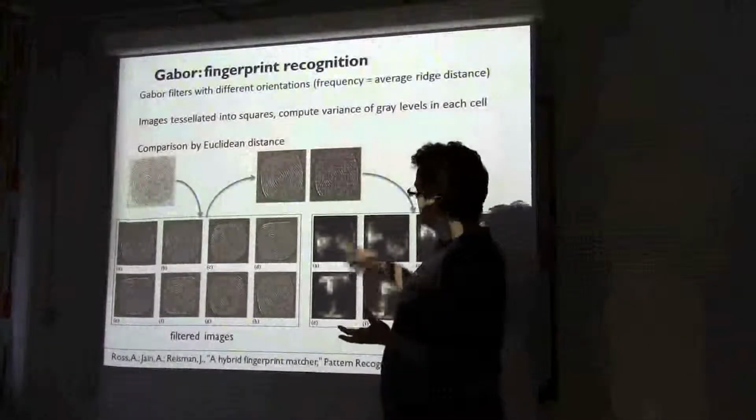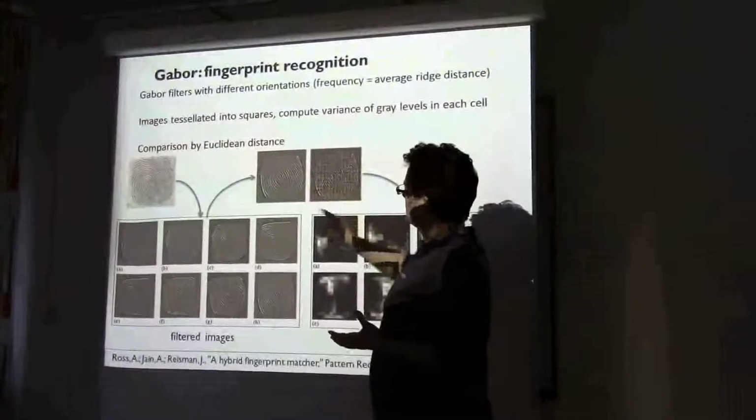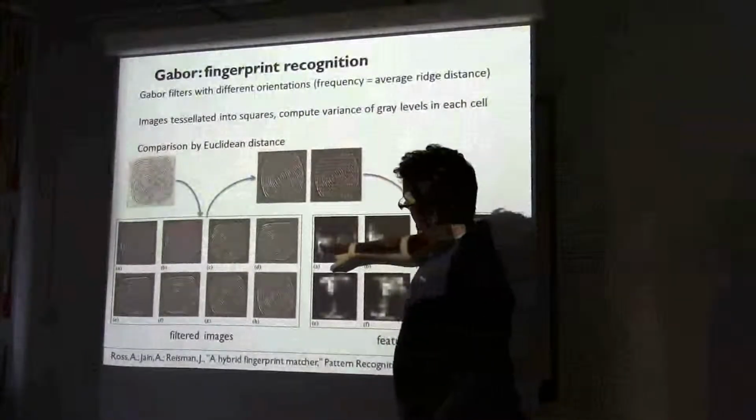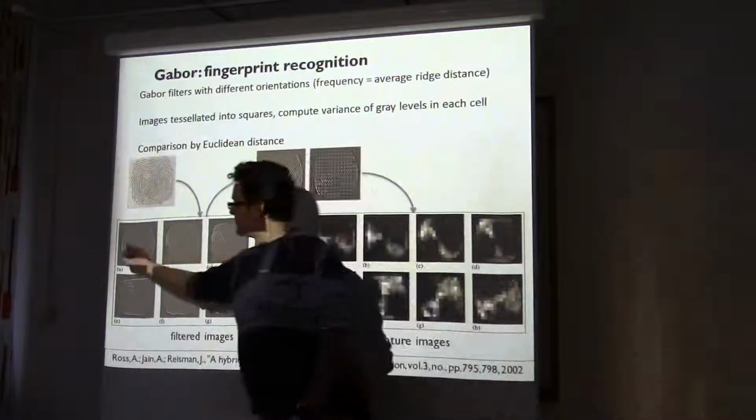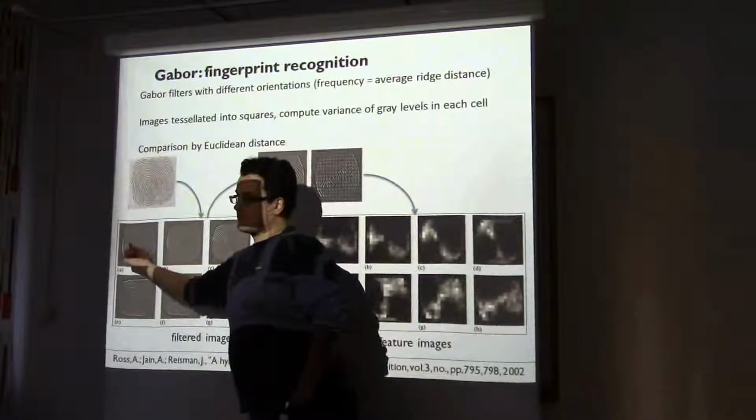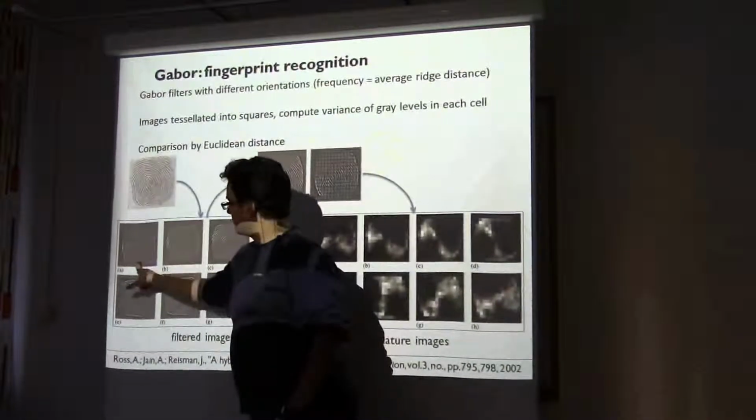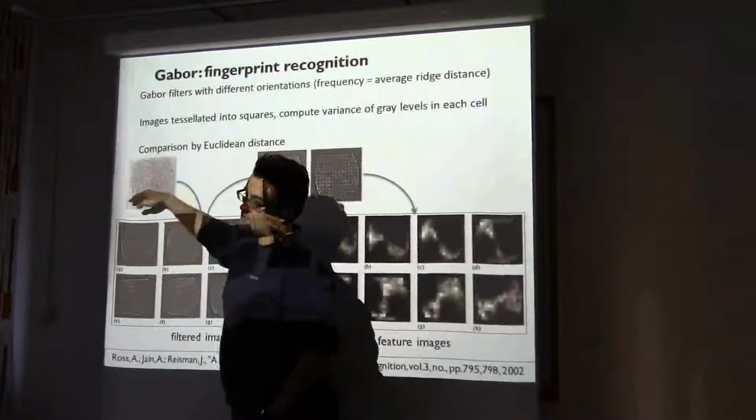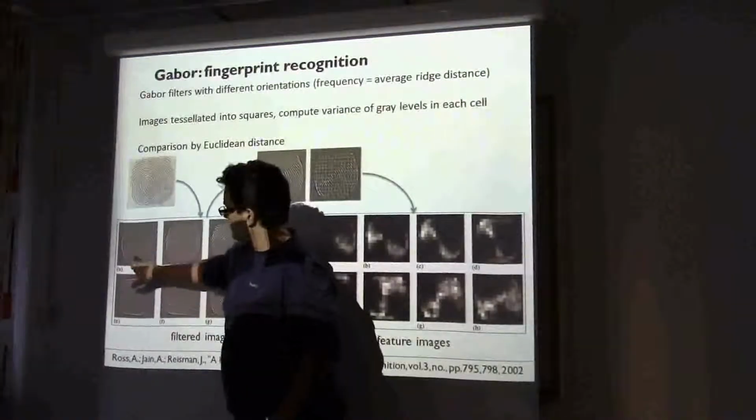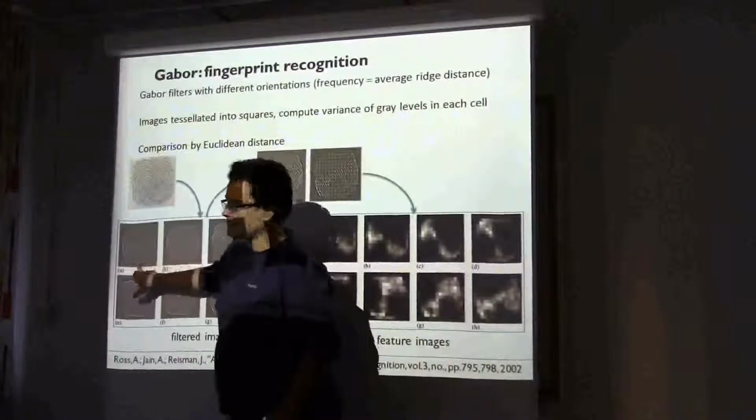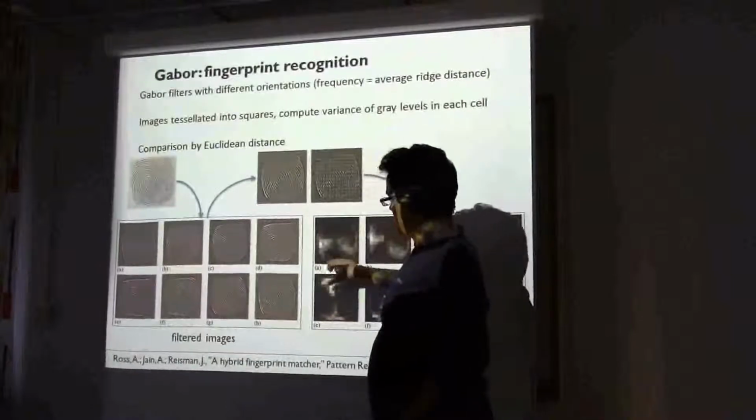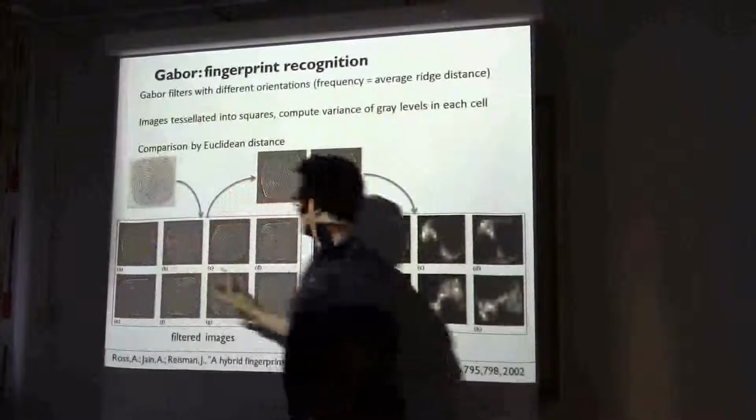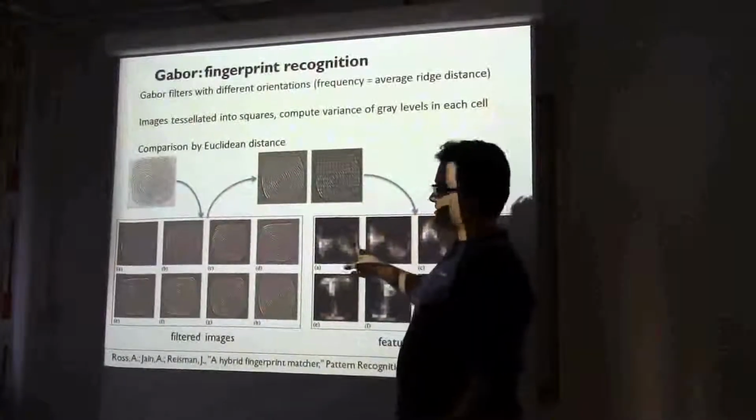So in this case, they divided the image into different cells, and for each cell they compute the variance of the gray level. In this region, where the orientation of your edges is not the same as the filter, the gray value is more or less constant, so the variance is small. But in regions where the orientation is the same as the filter, you get high variance.